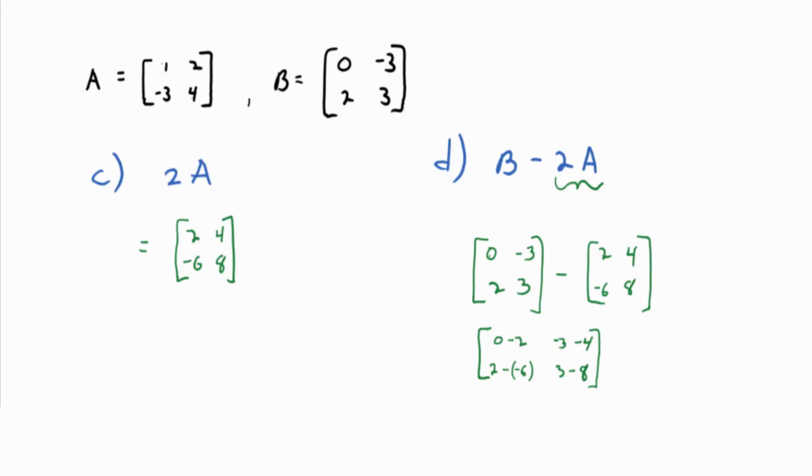Okay. All right, and then what does that simplify to be? Going across, negative 2, negative 7, 8, negative 5. There you go.